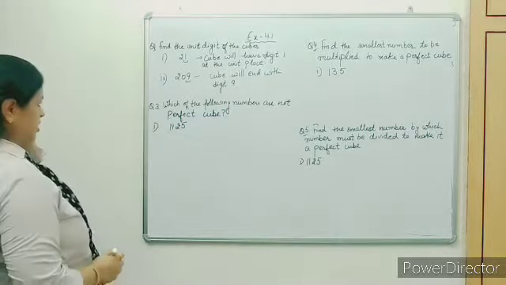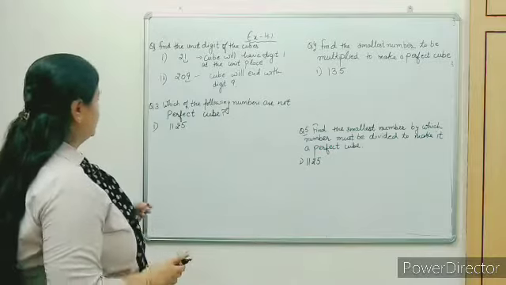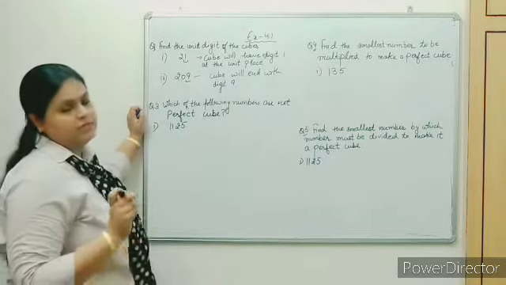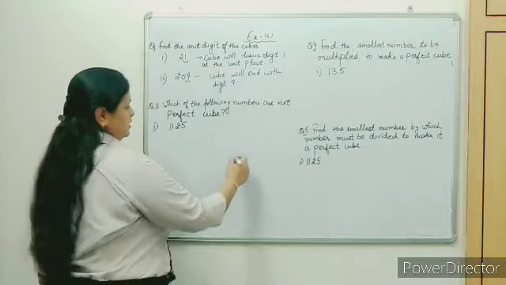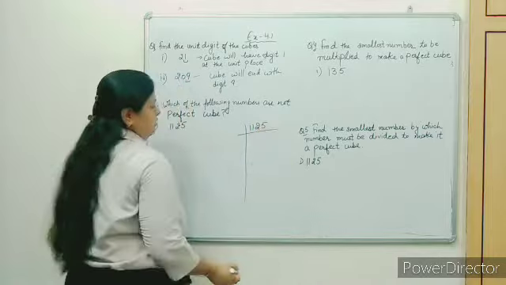Got it? So question number 3. Which of the following numbers are not perfect cube? I have taken the first part as an example to solve. To check whether a number is a perfect cube or not, we have to do the prime factorization. Let's do the prime factorization of 1125.